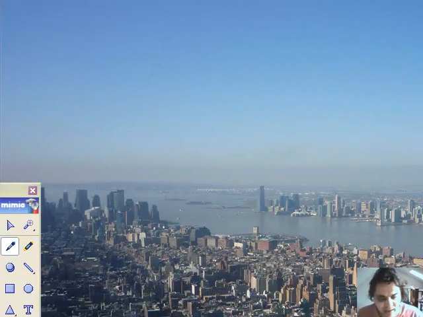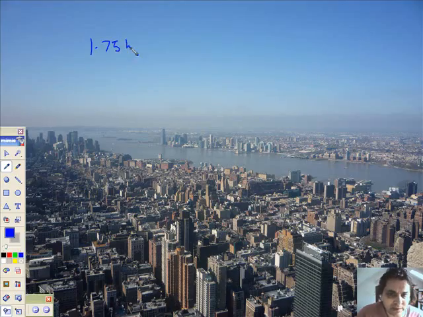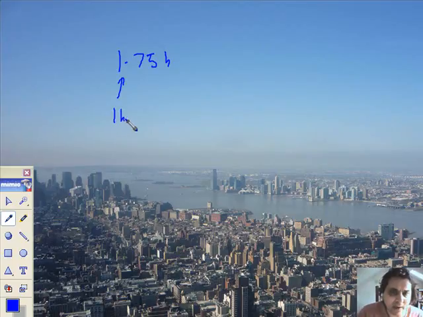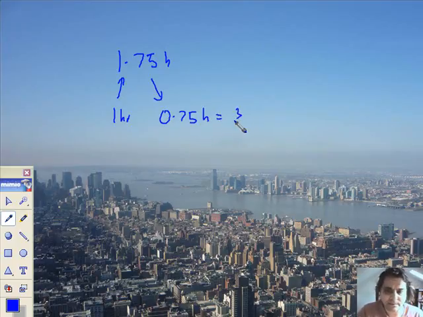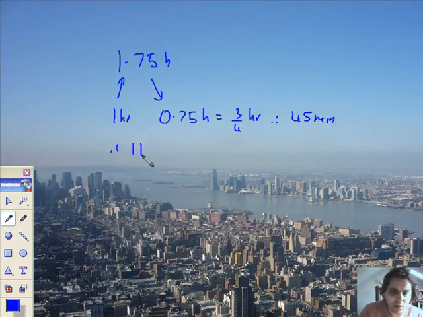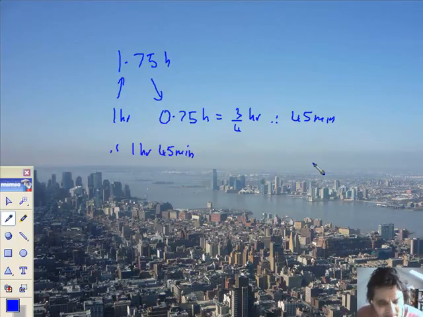Now question 3 says write each of these times as hours and minutes. Right, I've got 1.75 hours. Well that's 1 hour for a start, and this is 0.75 of an hour. Well, that's 3/4 of an hour, isn't it? And therefore 45 minutes. Final answer, 1 hour 45 minutes. Study that one.